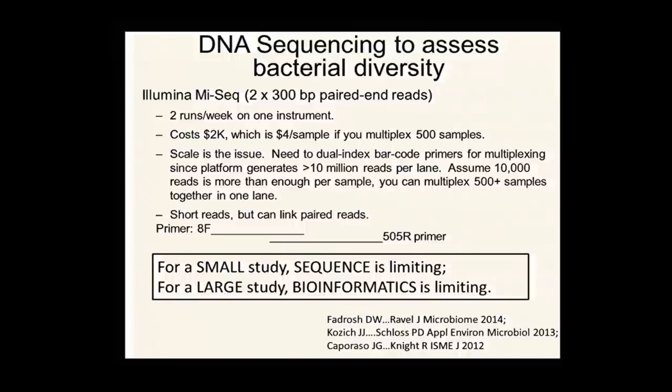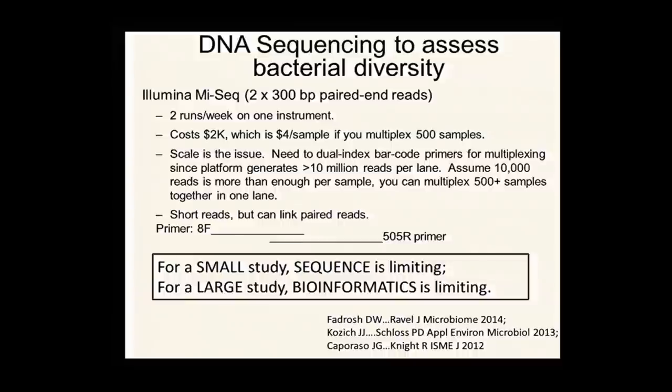What I'm showing you here is that you can amplify different regions of the 16S gene, but I've given one example here where base pair 1 is the first base pair of the gene. So 8 means that you're starting at base pair 8, and 505 reverse. This 500 base pair amplification primer would give you the V123 regions, so the variable regions 1, 2, and 3, the 5' end of the gene.